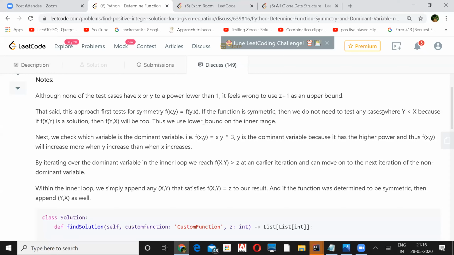Because the inverse would be true. Same value you'll get, f of y comma x, and if you increase x, then next time if you revert it, you'll have the same value. But they have taken an example with a dominating variable. Let's say a function is defined as x into y raised to the power 3. So y is dominating here because it has a higher power, and thus the value of this will increase as long as you increase the value of y.